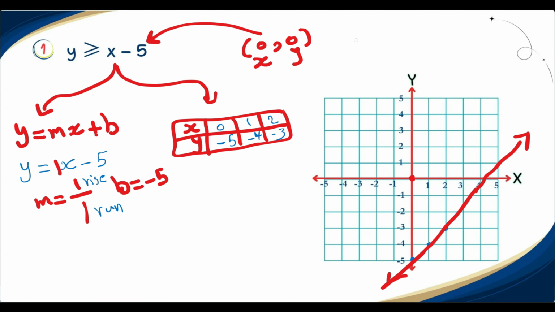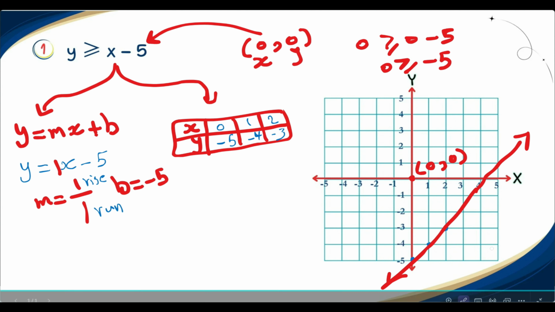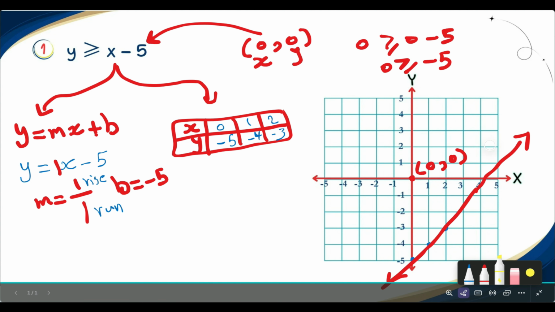Put y as 0, it will be 0 more than or equal to 0 minus 5. Now, 0 more than or equal to negative 5. Ask yourself, is 0 more than or equal to negative 5? Yes, 0 is more than any negative number. This means the point (0, 0) satisfies the inequality. Then the region of this test point satisfies the inequality, so we shade this area or this region like this.